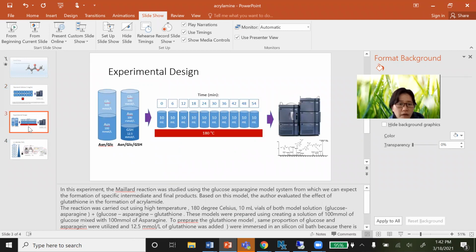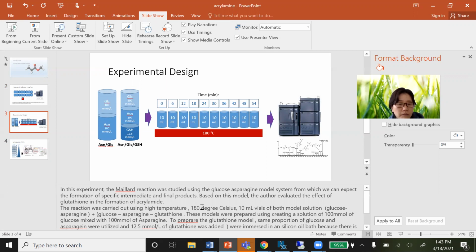In this experiment, the Maillard reaction was studied using a glucose-asparagine model system, from which we can expect the formation of specific intermediates and final products. Based on this model, the author evaluated the effect of glutathione on the formation of acrylamide. The reaction was carried out at a high temperature, 180°C, and 10 vials of both model solutions were used.